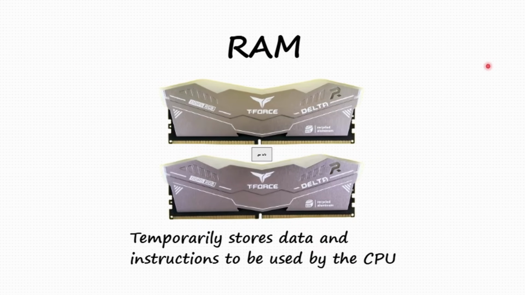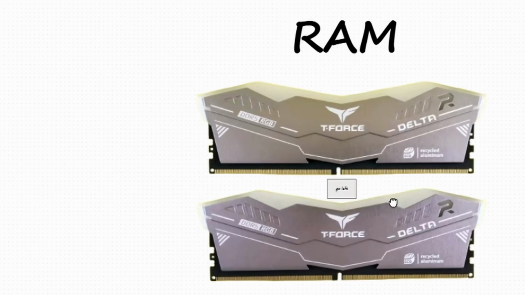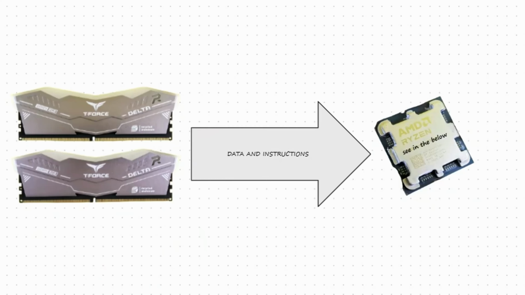Now we have the RAM. RAM stands for random access memory. It temporarily stores data and instructions to be used by the CPU. It helps you run many programs at the same time. More RAM means smoother multitasking. The data and instructions are stored in the RAM, and the RAM sends data and instructions to the CPU, and the CPU works on it.